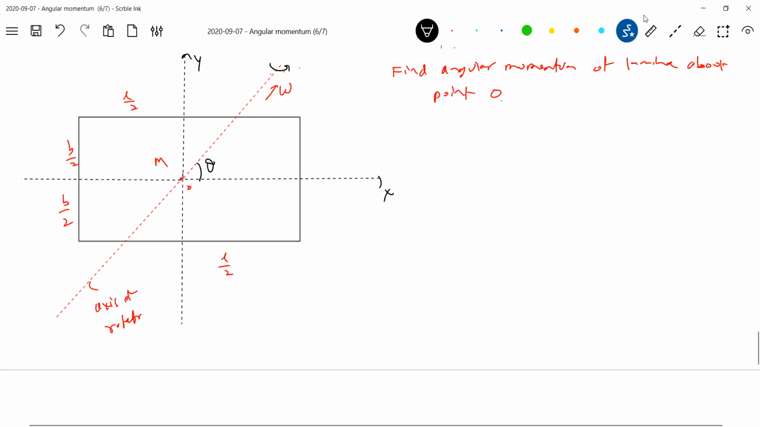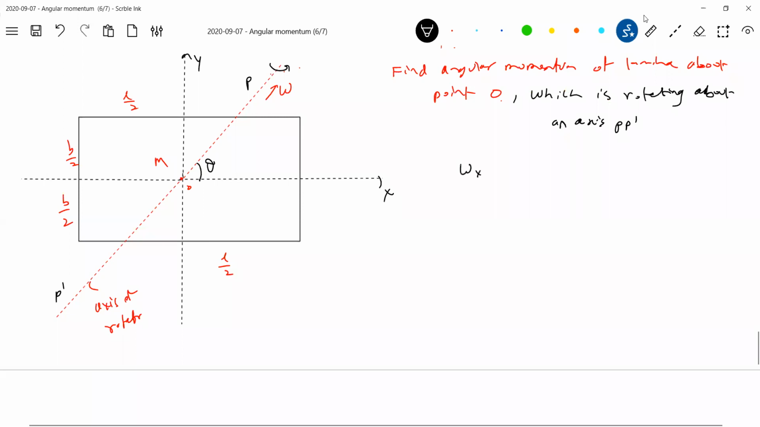Let's get into the problem. What is the angular velocity about the x-axis? Find the angular momentum of the lamina about point O, which is rotating about an axis PP dash. I think fine. Some of you are asking, sir, what is the axis of rotation? The direction along which omega is directed, that is the axis of rotation. So I'll proceed like this here.